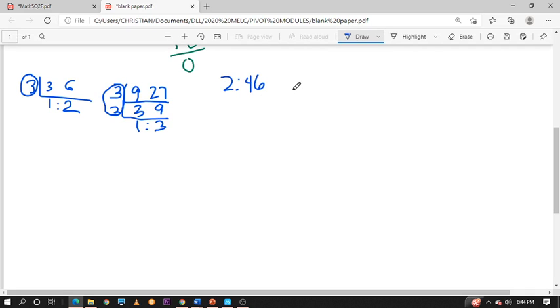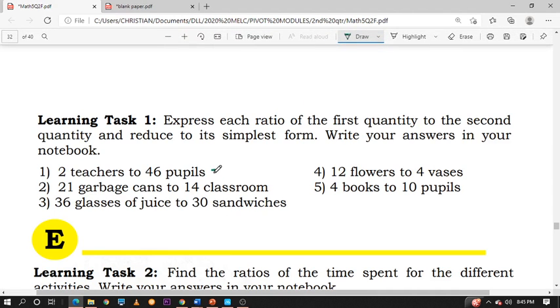Okay? So, i-simplest form natin siya. So, 2 and 46, hanapin natin yung GCF. So, pwede natin siya i-divide sa 2. So, 2 divided by 2 is 1. 46 divided by 2 is 23. So, wala na tayo pwedeng i-divide. So, ibig sabihin, ang ating simpler form is 1 is to 23. Okay? So, ganun lang po ang gagawin natin for the learning task 1.